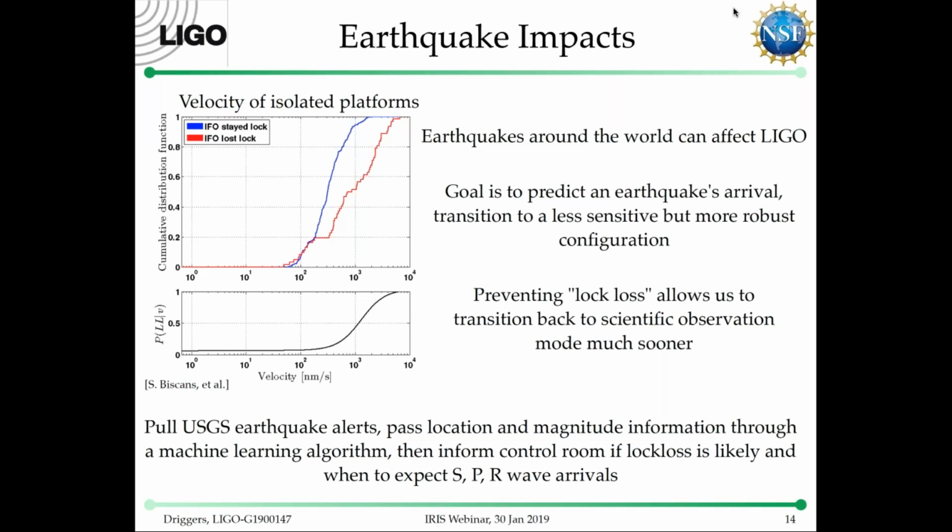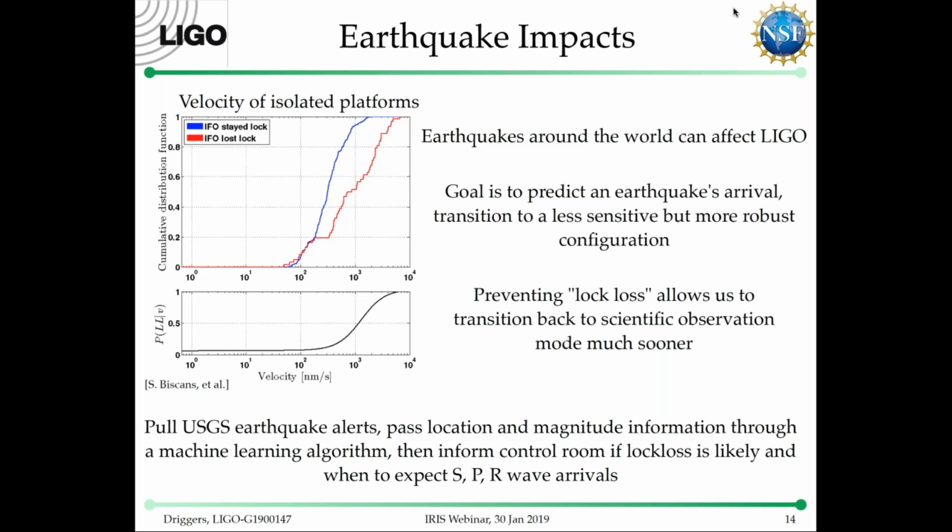So this plot is a collection of data from many, many times of the interferometer when an earthquake has passed, and plotted as a function of the ground velocity. In red are times when the interferometer lost lock, we lost control of the mirrors. And in blue is times that we were able to hold on to control of the mirrors. So you can kind of see that if the velocity doesn't get too high, then we're more likely to be able to hold control of the interferometer.